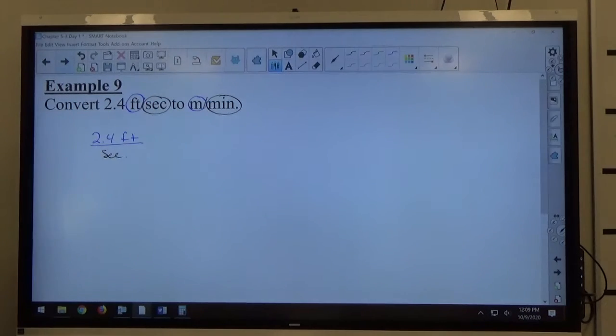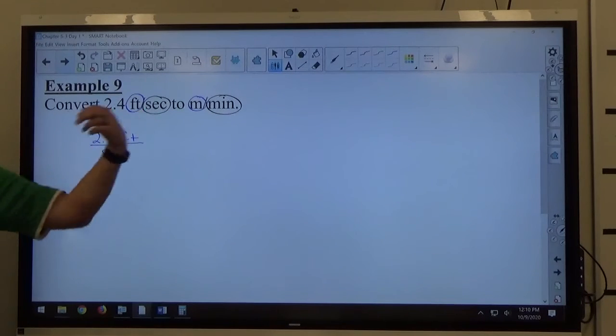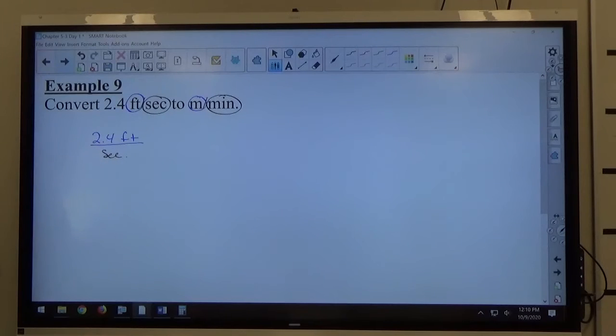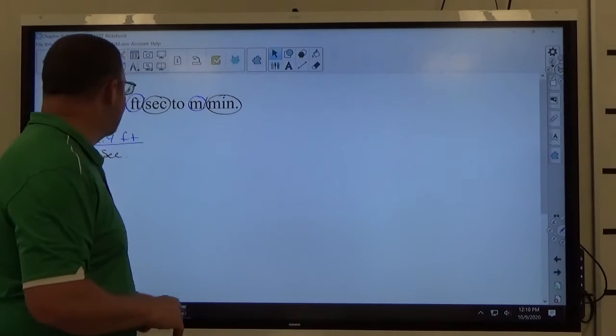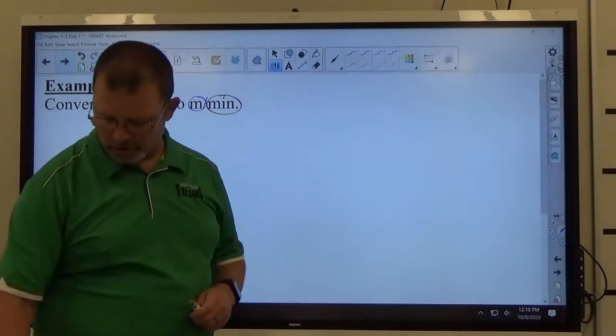As I'm converting feet to meters, it has no effect on time. As I convert seconds to minutes, it has no effect on length. So one conversion has nothing to do with the other. I'm going to put them all in the same multiplication division string. It's just a matter of where you want to put them. It doesn't matter really.